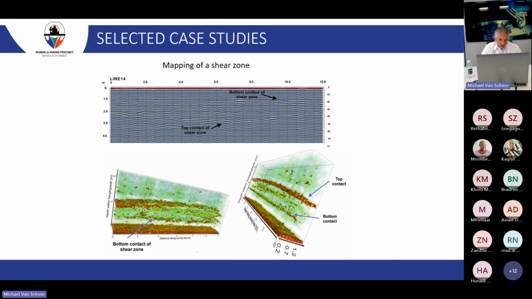You can also use it to map shear zones. I think this was done at, if I remember correctly, Eland Mine, where you can see the top and bottom contact of the shear zone, and that's quite prominent in the hanging wall at that mine. This is maybe a good example of why the 3D approach is quite useful. If you just look at individual 2D lines, you cannot infer the curved nature of that shear zone. You can see that the shear zone has almost a curve with respect to the hanging wall surface. That type of information is often useful to the rock engineers for support design and similar purposes.